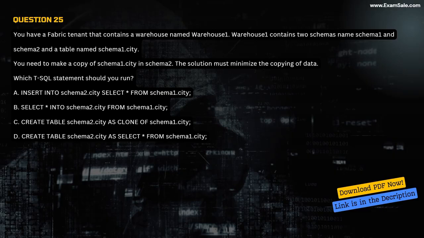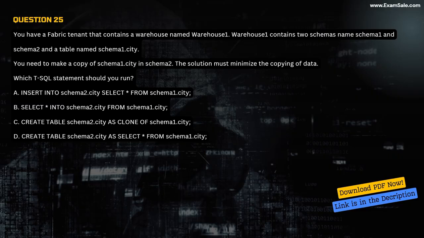A. Insert into Schema 2.city select * from Schema 1.city. B. Select * into Schema 2.city from Schema 1.city. C. Create table Schema 2.city as clone of Schema 1.city. D. Create table Schema 2.city as select * from Schema 1.city.